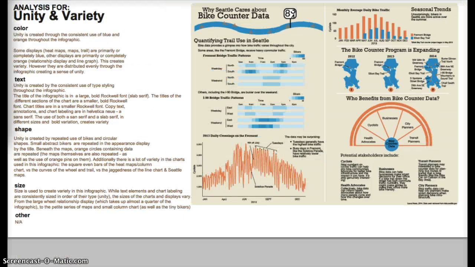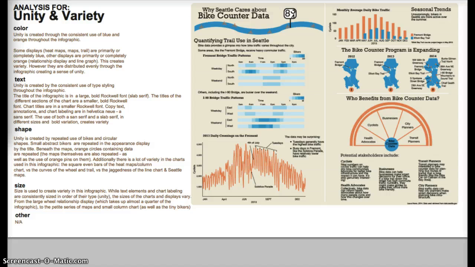Next, let's talk about unity and variety. Unity is created through my infographic through consistent use of color throughout the infographic, as well as a consistent type model. We talked about both of these things earlier in the first video, but again, the orange and blue throughout the different displays, as well as a very consistent type hierarchy that uses consistent title styles and annotation styles, etc.